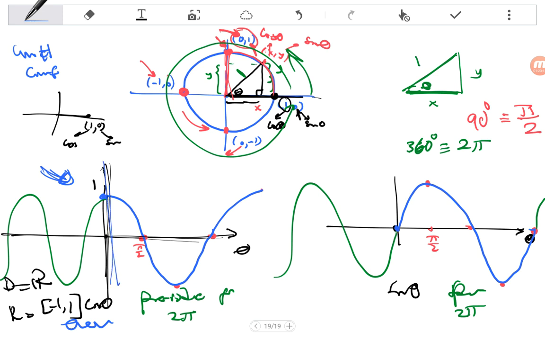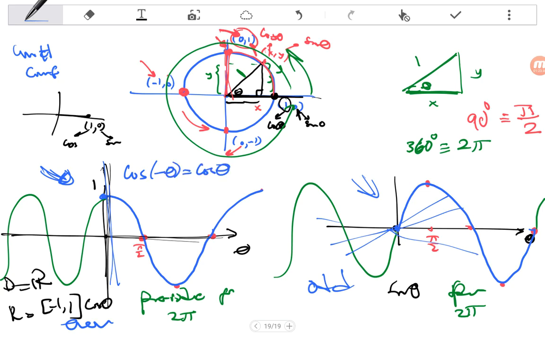Why? It is obvious that it is symmetric about the y-axis. What about sine theta? Sine theta is an odd function. Why? Because it is obviously symmetric about the origin. So that's why cosine negative theta is just equal to cosine theta.